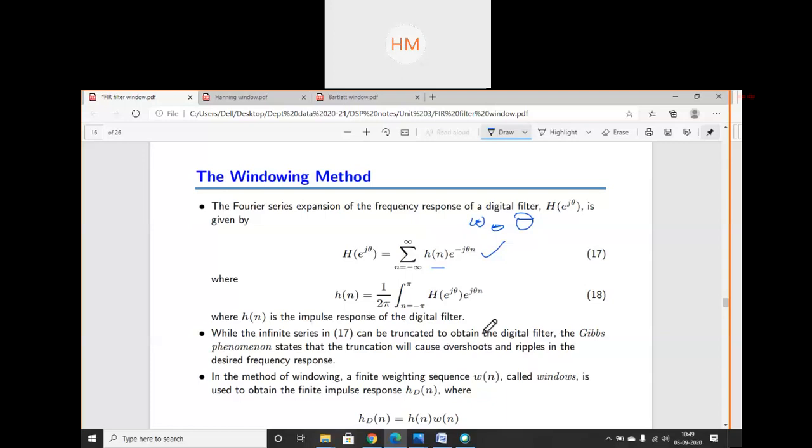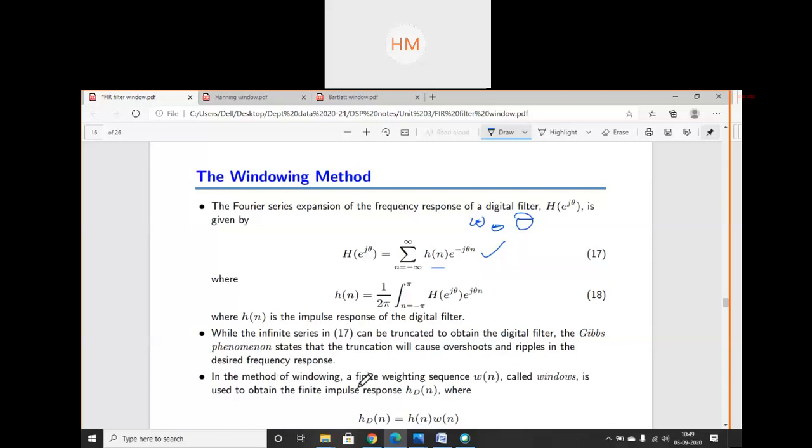without any error. So that is the Gibbs phenomenon. A question can be asked, what do you mean by Gibbs phenomenon? Okay, so while this equation is an infinite series which can be truncated to obtain a digital filter, the Gibbs phenomenon states that the truncation will cause overshoots and ripples in the desired frequency response.